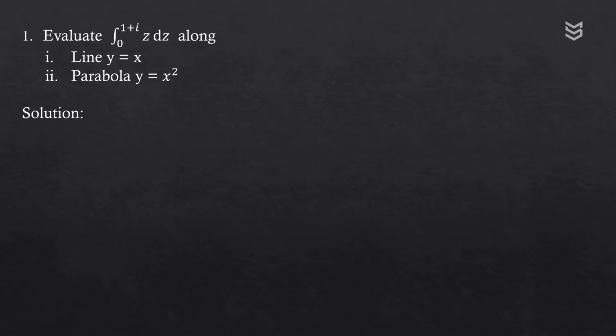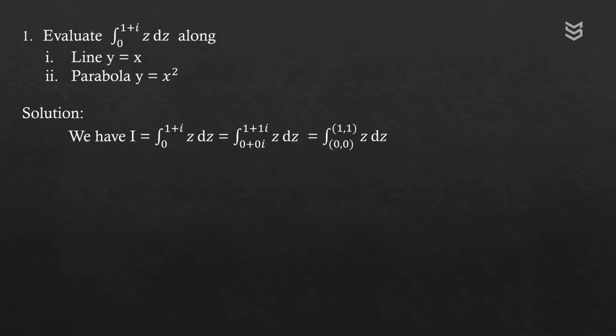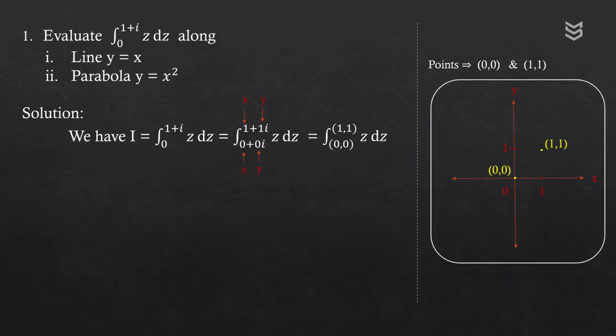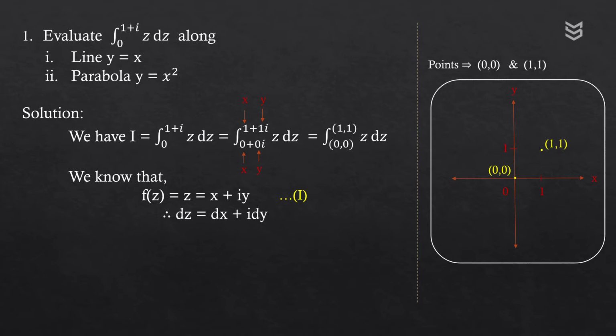Starting the solution, where the limits are given in complex form, we write them in coordinate form, where x is the abscissa and y is the ordinate. We get points (0, 0) and (1, 1). We know that z is the complex number x plus iy. Differentiating z, we get dz equals dx plus i dy.